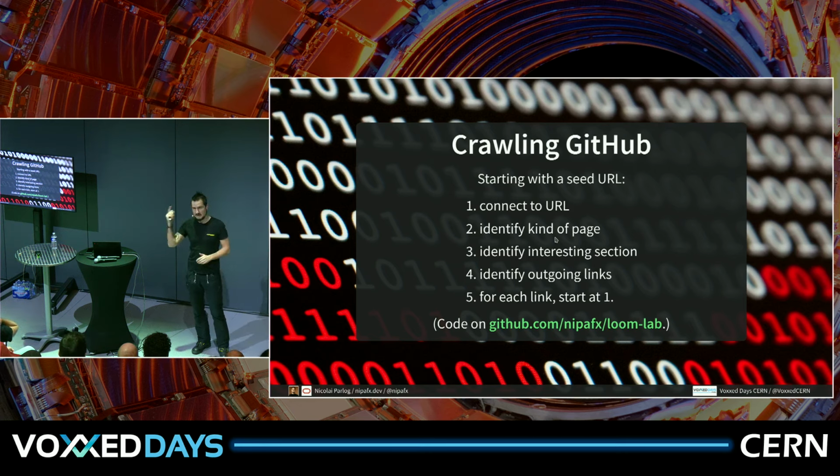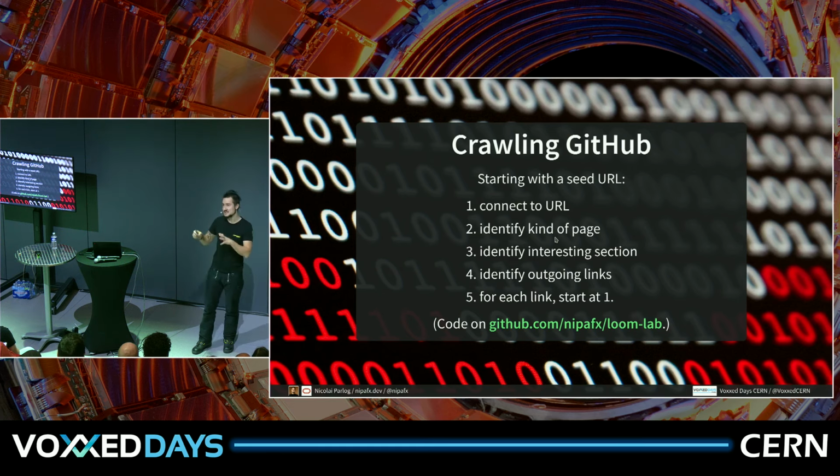What this crawler does, it connects to a URL, a GitHub URL, and then it tries to identify what kind of page it is. For now, we're going to assume that GitHub only has two kinds of pages, for pull requests and for issues. So it tries to figure out which one it is. Then it tries to find the important or the interesting part of that page, so not the header, not the footer, just the conversation in the middle. Finds outgoing links, so maybe in an issue discussion, somebody linked to another issue, tries to find that, goes with that URL back to step 1 and does it again.